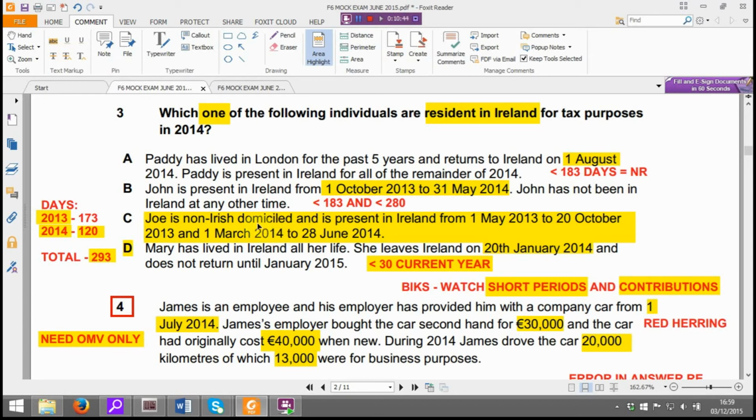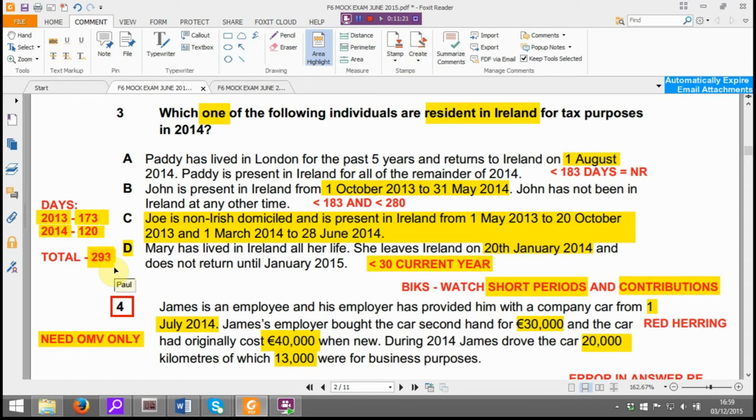Okay, so we see that Joe, he's non-Irish domicile, which is irrelevant, present for these dates in 2013, May to 20th of October, and indeed in 2014, he's present from March to the 28th of June. Now, if we calculate the days, and we really had to do to get this right, you'll see that that's the number of days in 2013 and 120 in 2014. So in fact, in total, he has 293. And on that basis, that satisfies the first part of the look-back rule.